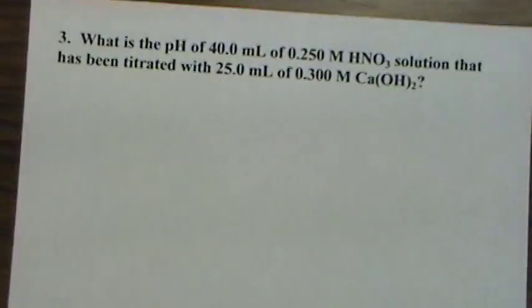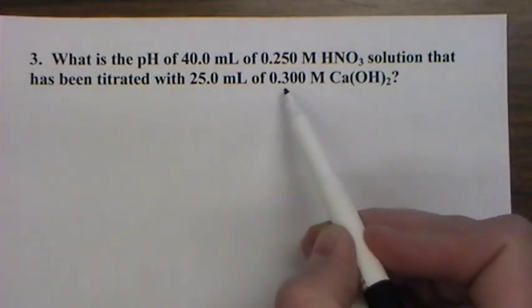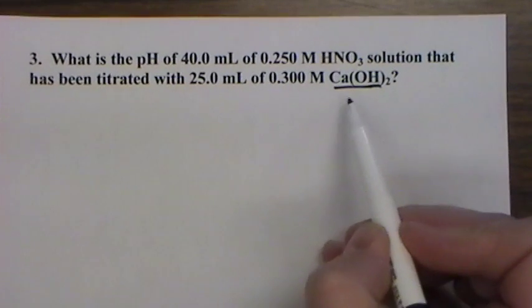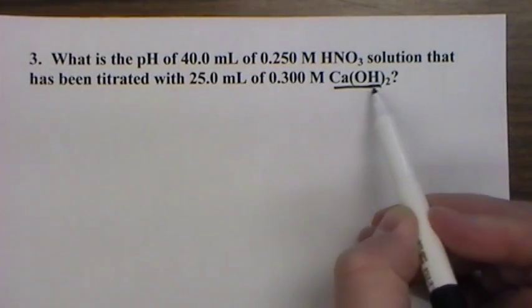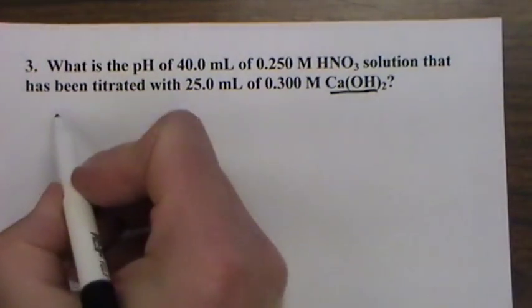This one's a little trickier. We have to be a little bit careful. What is the pH of 40 mL of 0.25 molar nitric acid that has been titrated with 25 mL of 0.3 molar calcium hydroxide? There are 2 OH- present in this calcium hydroxide. So we've got to be careful here.